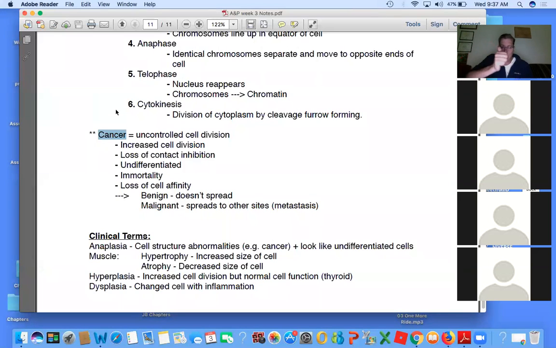Number 1, loss of contact inhibition. Usually, you know, a cell contacts another cell and it inhibits it. It stops growing. Not with cancer. It touches all sides of another cell and it keeps growing. Loses the ability to inhibit based on contact.